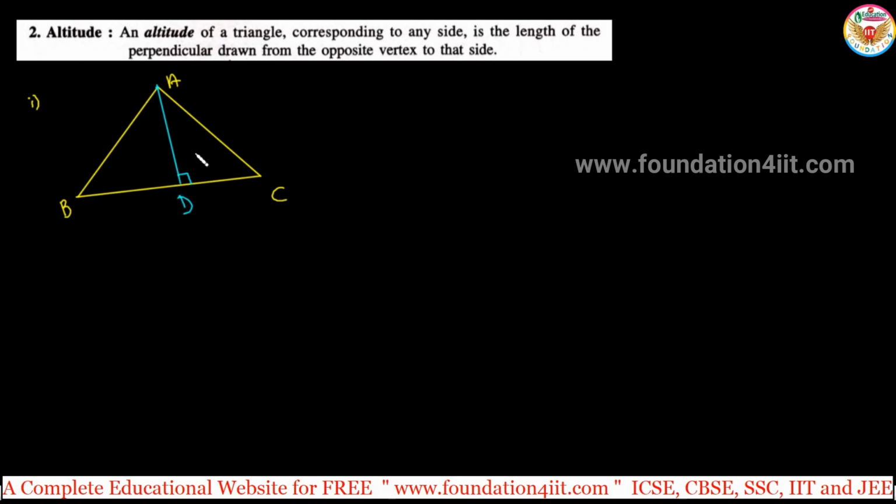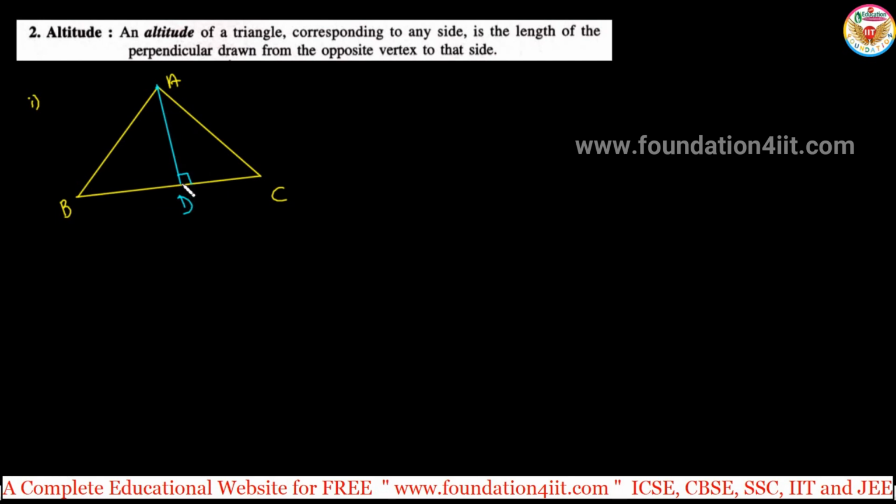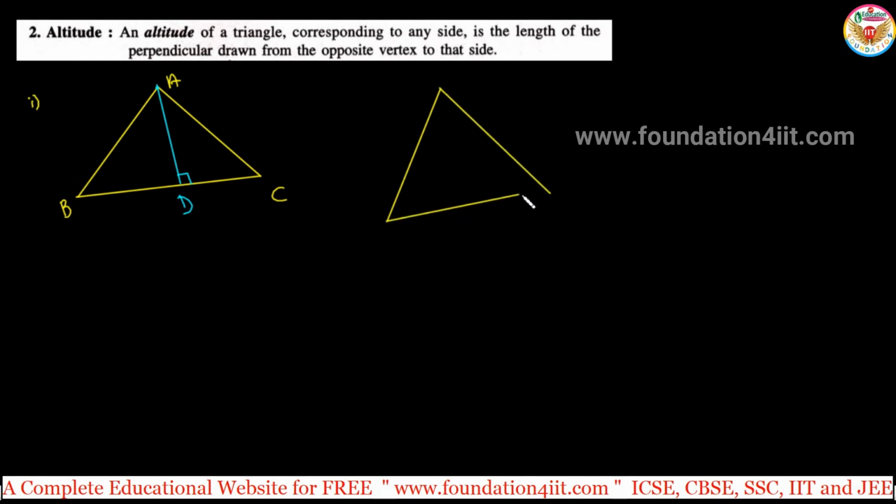So the altitude of a triangle corresponding to any side is the length of the perpendicular drawn from the opposite vertex to that side. So AD is the altitude. If you join the midpoint, that is a median. If you draw a perpendicular to the base, that is an altitude. Same way we can make three altitudes here. Let me take the diagram. From every vertex, we can draw a perpendicular.